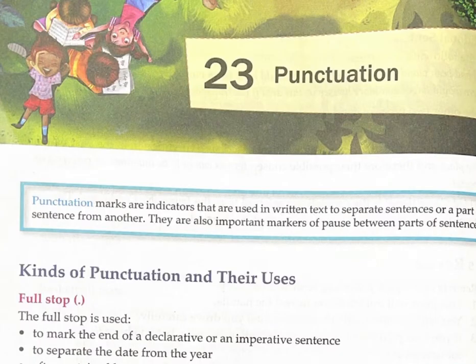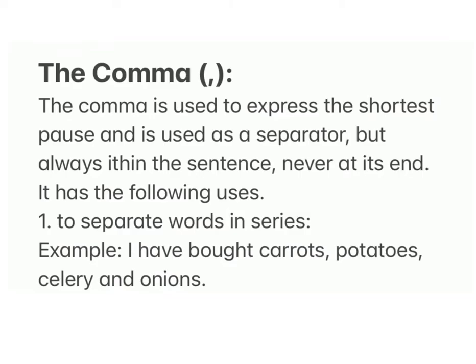Lesson 23. Punctuation. The comma is used to express the shortest pause and is used as a separator, but always within the sentence, never at its end. It has the following uses. 1. To separate words in series, example, I have bought carrots, potatoes, celery and onions.